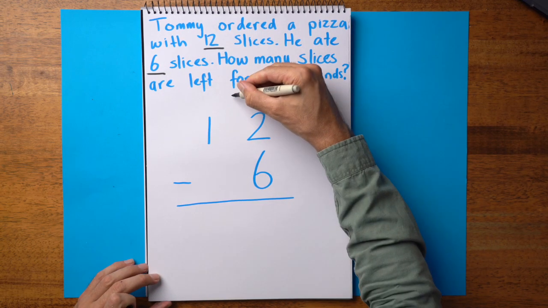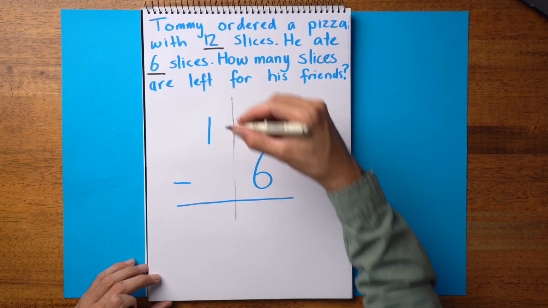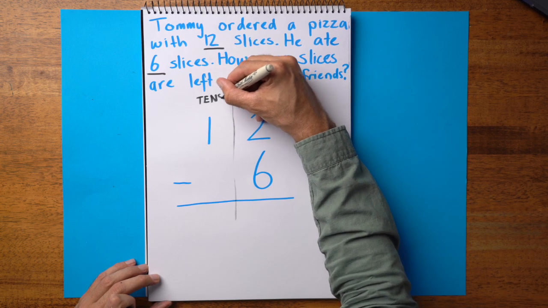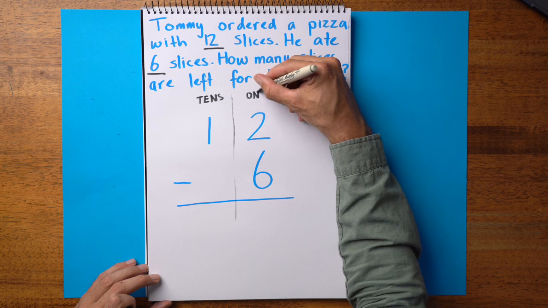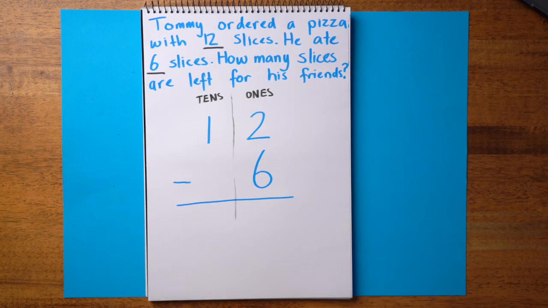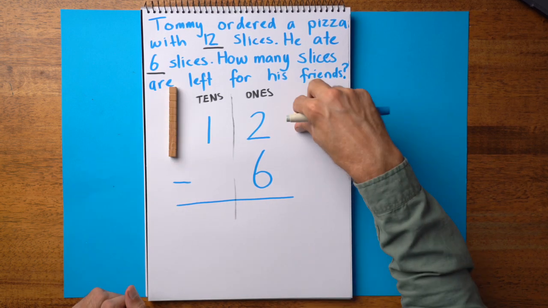Once again, I've got an imaginary line down here. 10s on this side, 1s on this side. If I made my number 12, it would look like this. 1 10 and 2 1s.